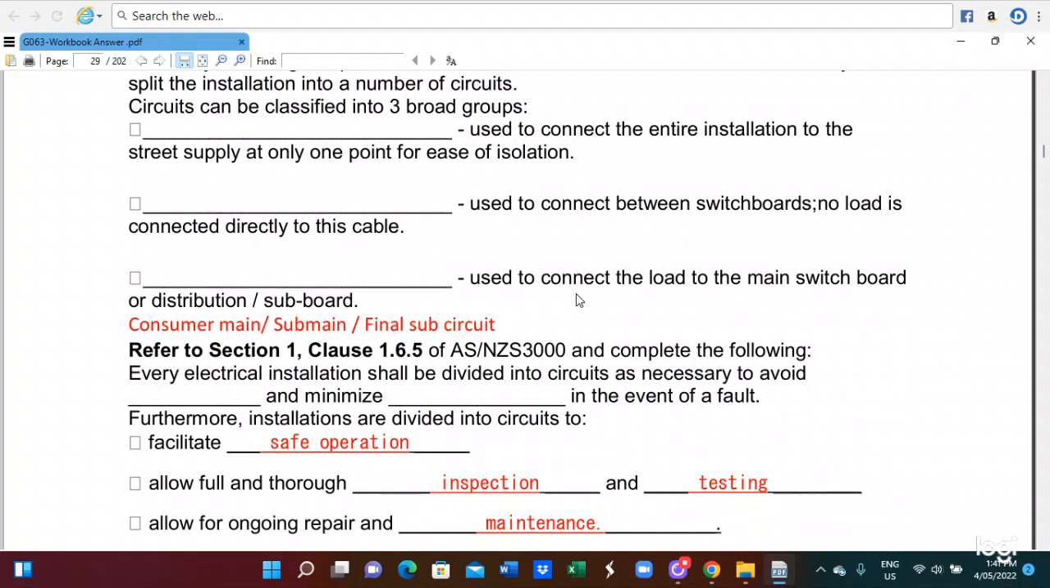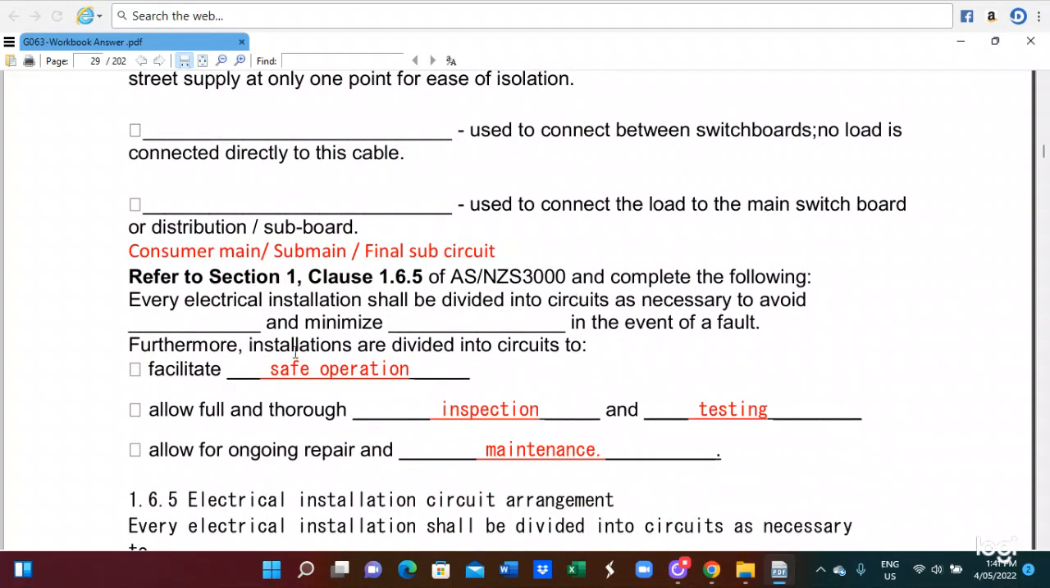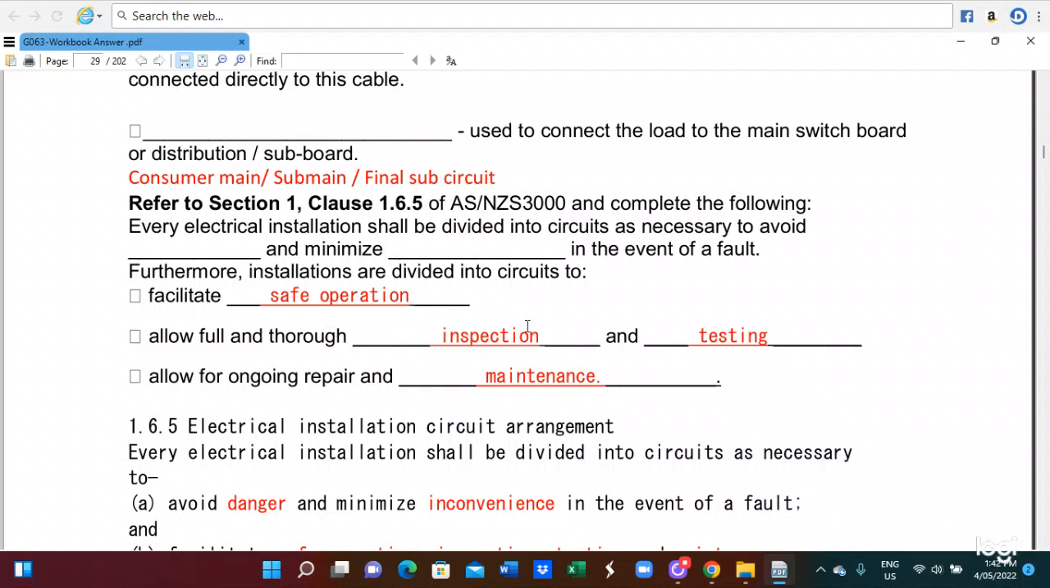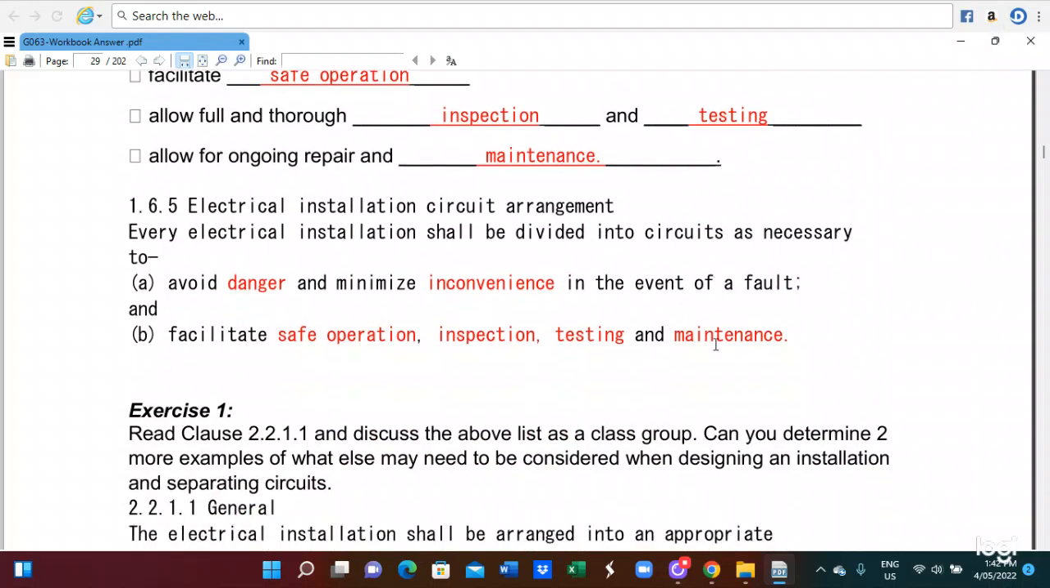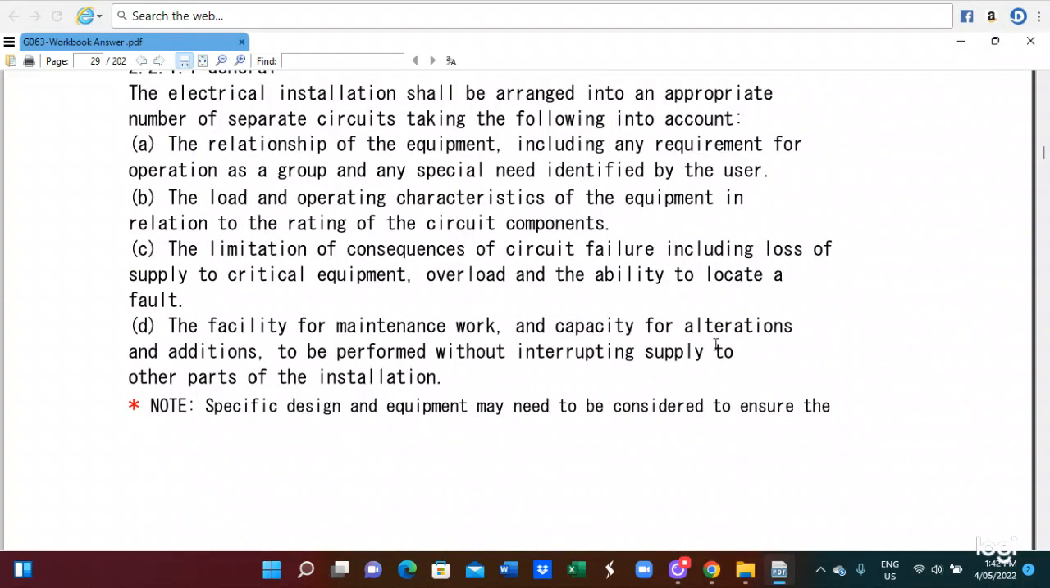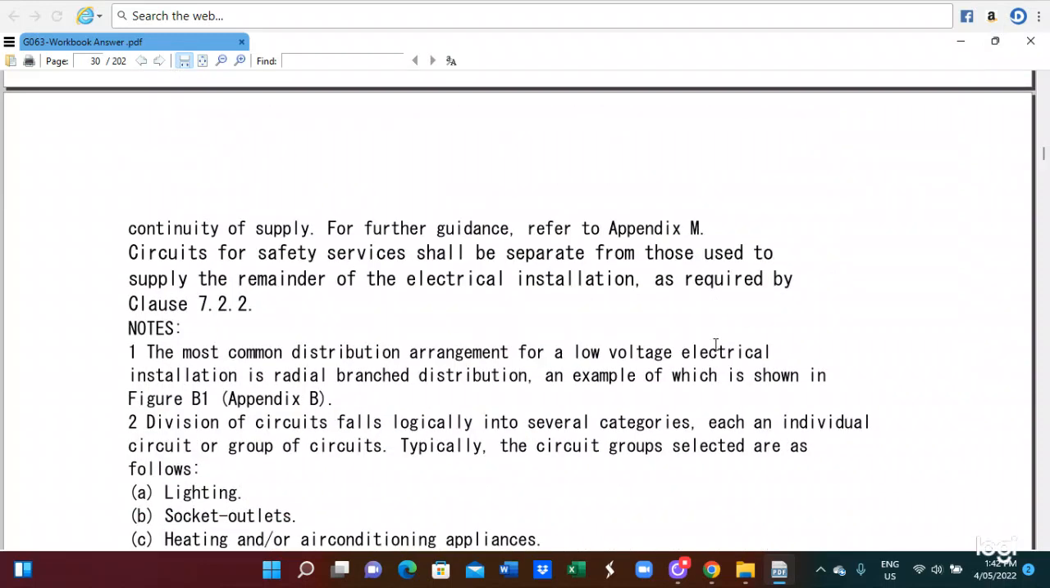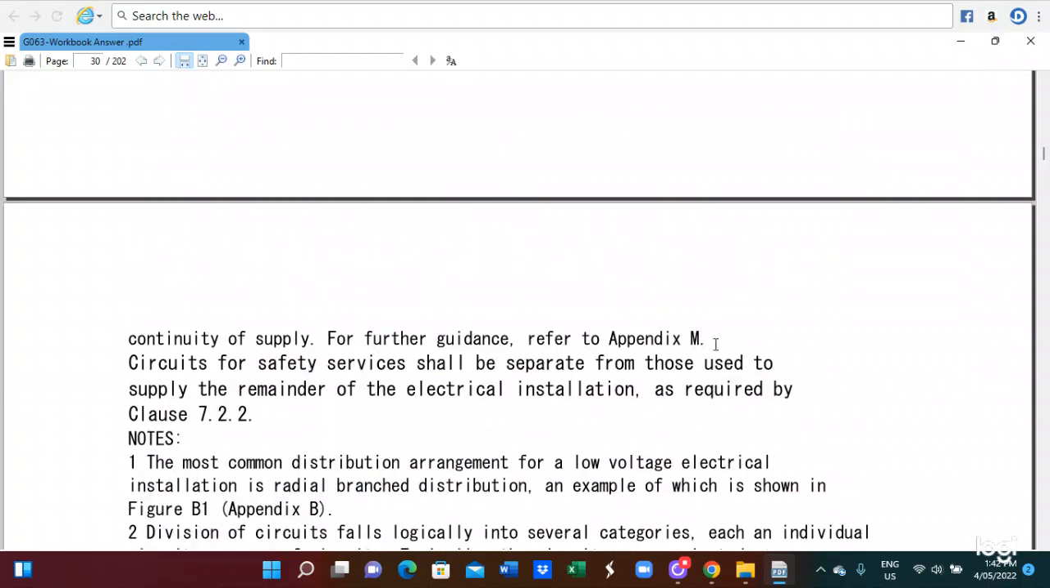So this is for the installation requirements. This is the answer for the installation requirement. So this is the exercise. So you have to read this page 1 to 30. Regarding this page, you have to download it and then read page 1 to 30.